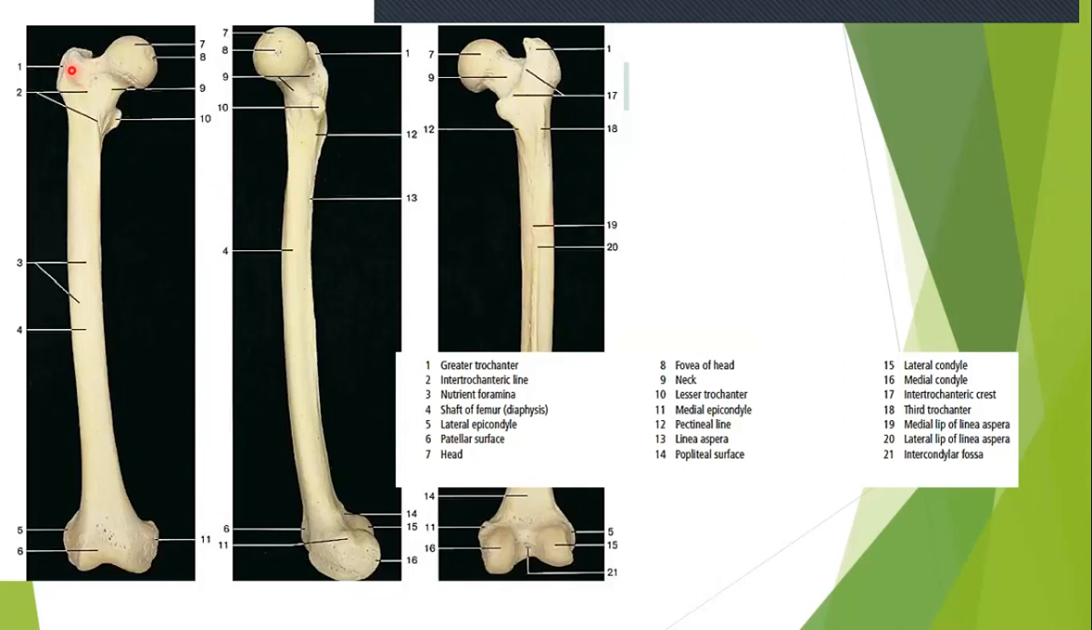Now, one here, as you can see, is the greater trochanter. Since it is anterior, this is the intertrochanteric line from the greater trochanter. Now this is the lesser trochanter. Nine here is your neck. Now seven here is your head.